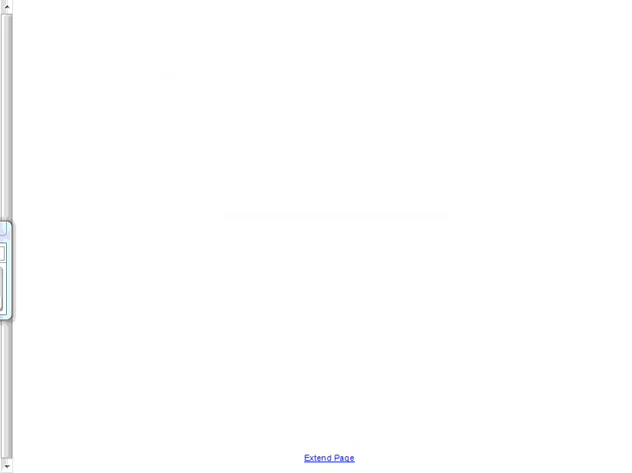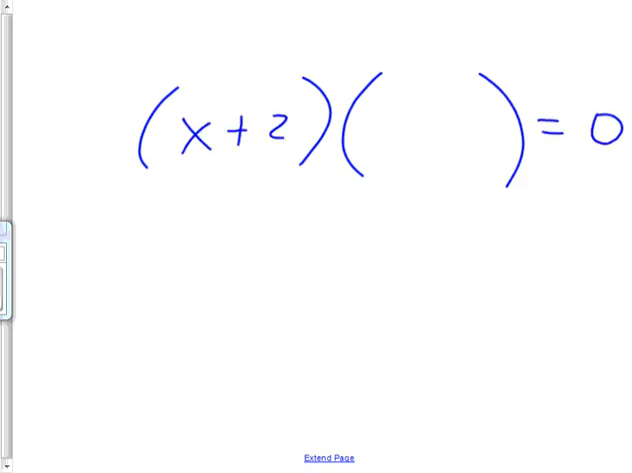Sometimes there's 4 answers because it comes down to one of these deals where it's a quadratic. And you've got it all solved down to this. X minus 1.